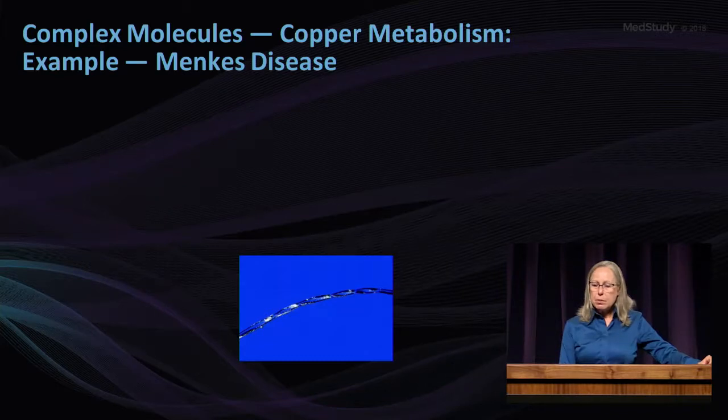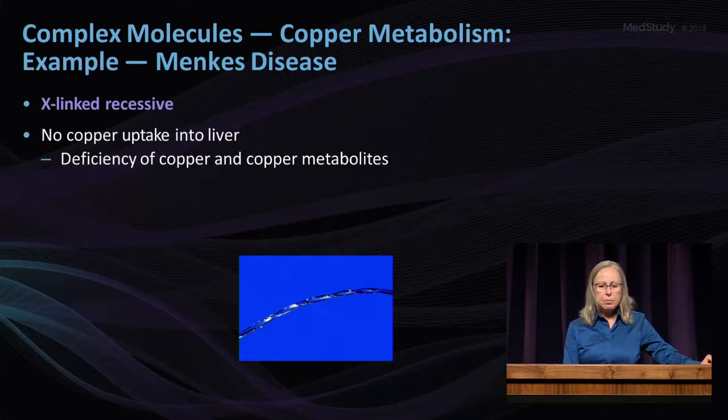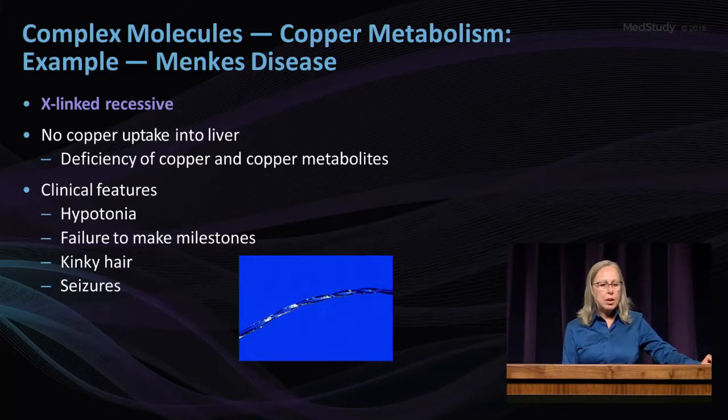Copper metabolism, there are 2 disorders. One is Menkes disease. It's X-linked recessive. There is no copper uptake into the liver, so there's deficiency of copper and copper metabolites. These kids have hypotonia. They don't make their milestones. They have kinky hair, so it's also known as Menkes kinky hair disease, and seizures. So this is the other condition where you call your friendly dermatologist in on a Saturday to pluck off a piece of some of the hair and go look at it underneath a microscope because you see a very particular pattern of the hair.